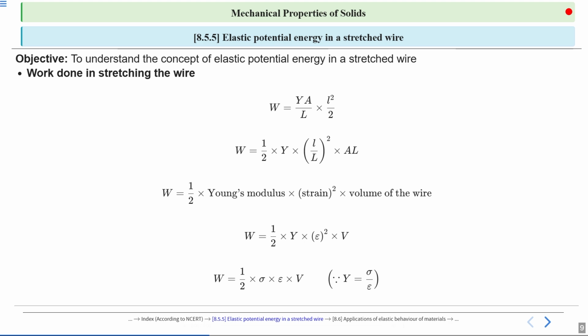Now we see another useful form. W equal to 1 by 2 into sigma into epsilon into V. Here Y equal to sigma upon epsilon. Alright.